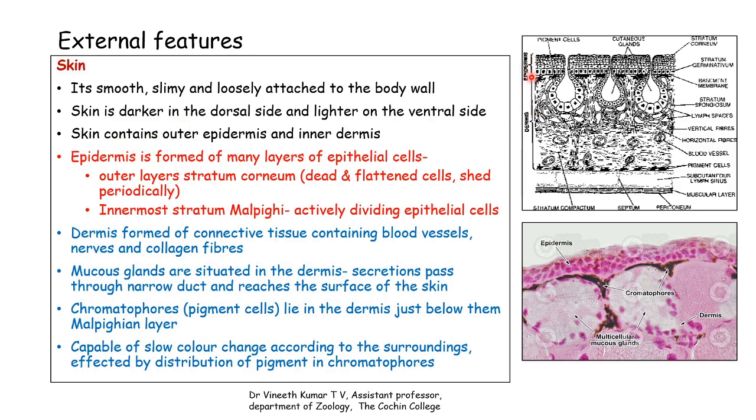Here you can see the upper portion, the epidermis, and the lower portion called the dermis. The epidermis is divided into two regions. The uppermost region of 3 to 4 cells is called the stratum corneum, and the lowermost layer is called the stratum malpighi. The stratum corneum houses the flattened dead cells which are worn out continuously or periodically, and the stratum malpighi, or the Malpighian layer, consists of actively dividing cells. The cells of the stratum malpighi divide and move up and form part of the stratum corneum, which will shed periodically.